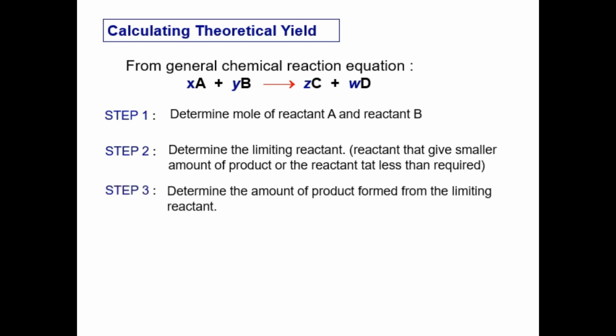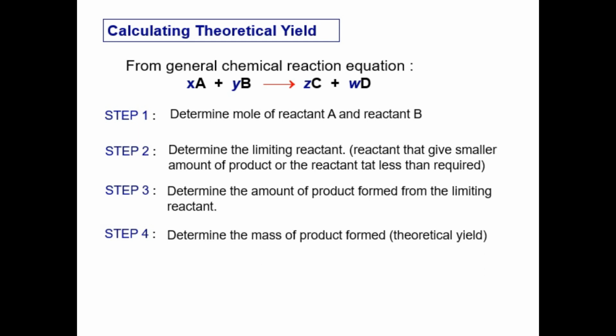Step 3. Determine the amount of product formed from the limiting reactant. And finally, determine the mass of product formed, which is represented as the theoretical yield.